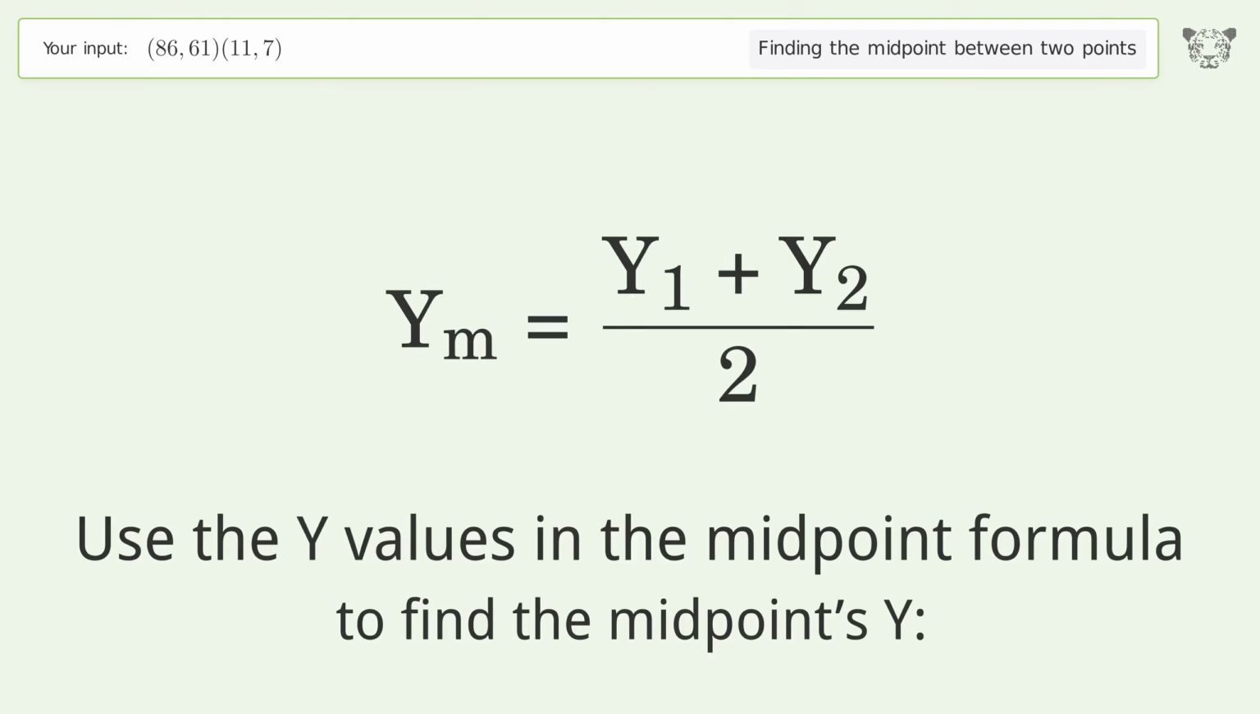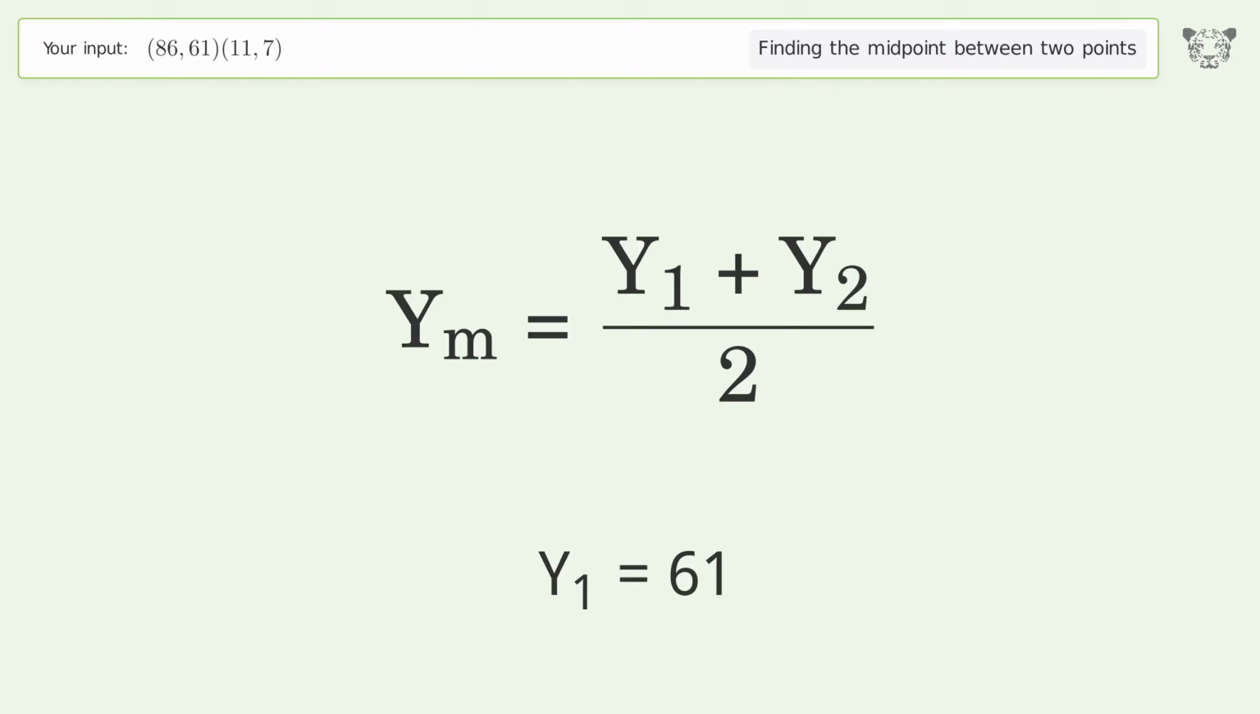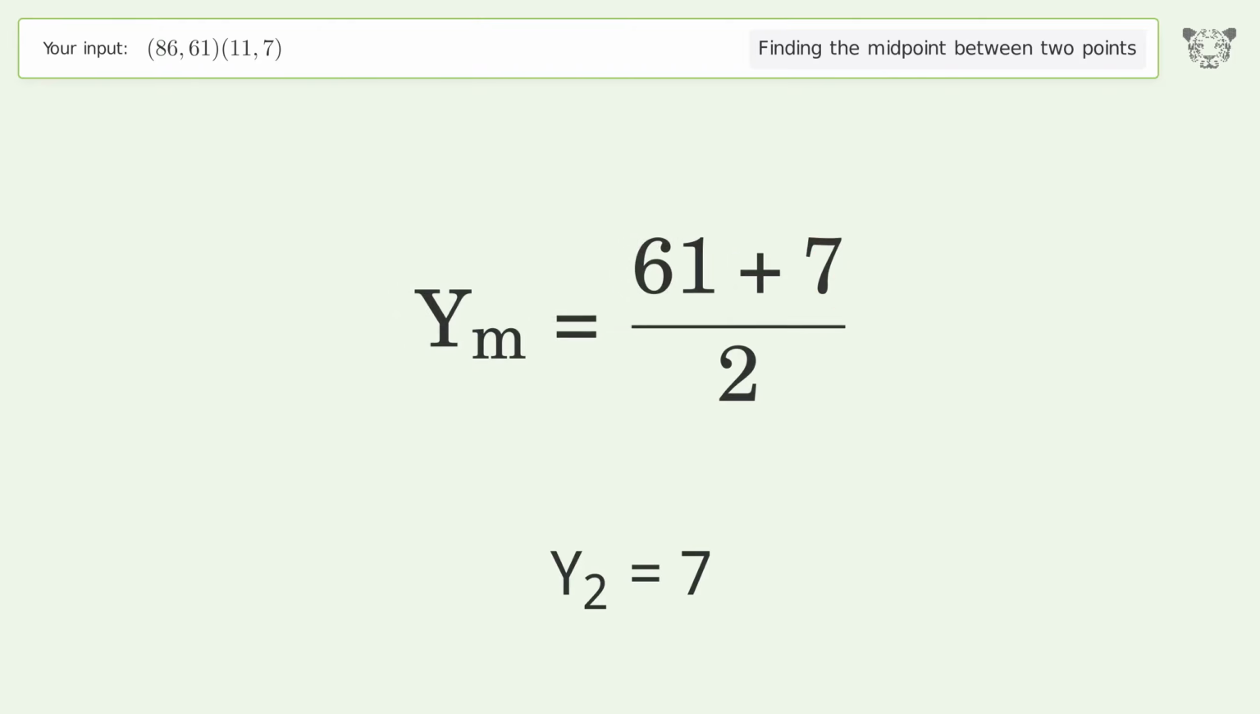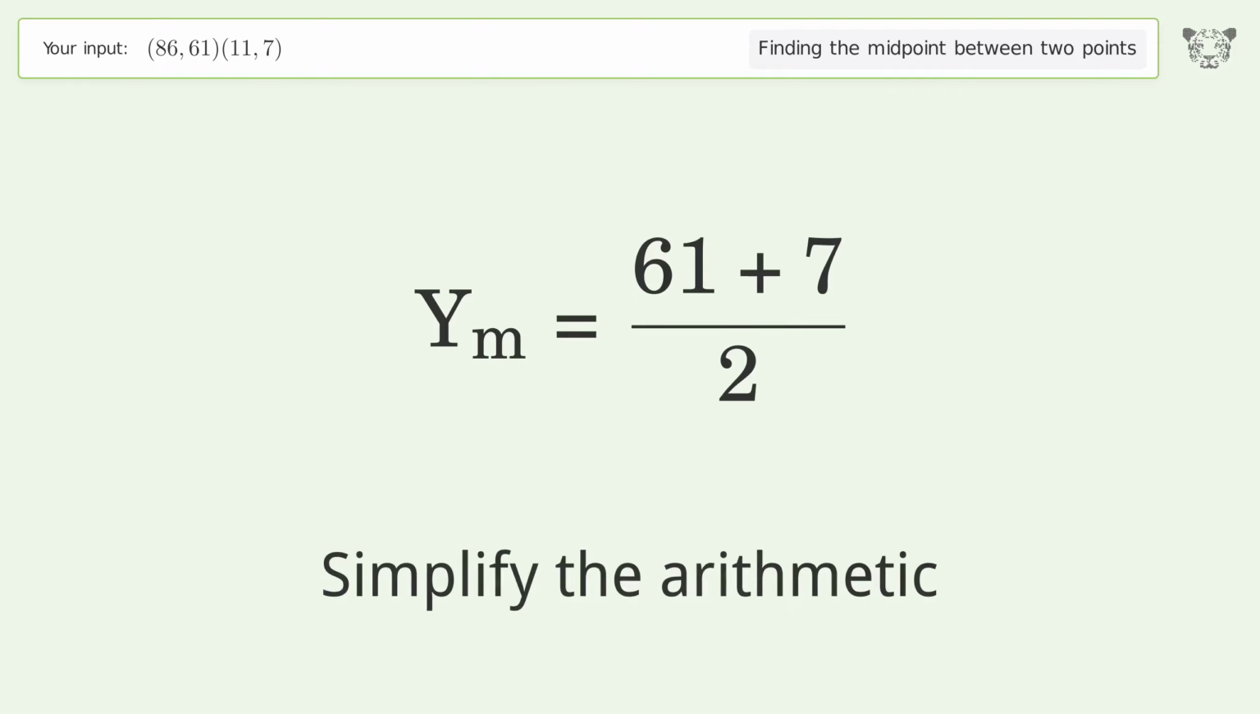Use the y values in the midpoint formula to find the midpoint's y. y1 equals 61. y2 equals 7. Simplify the arithmetic.